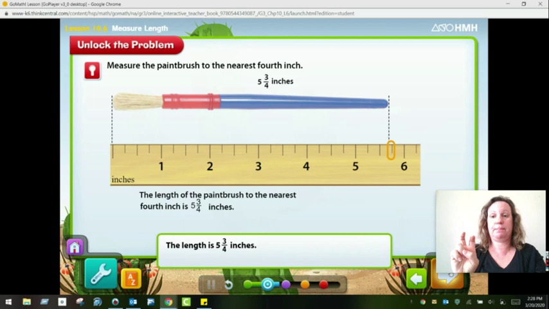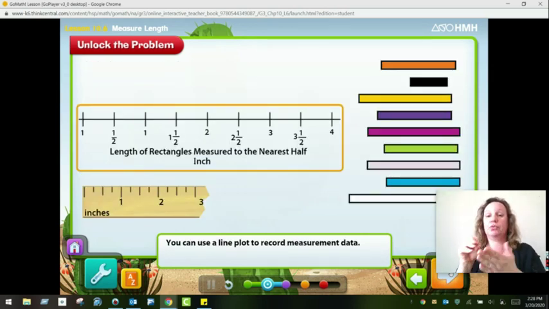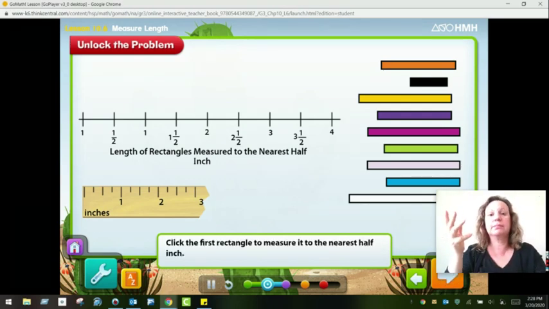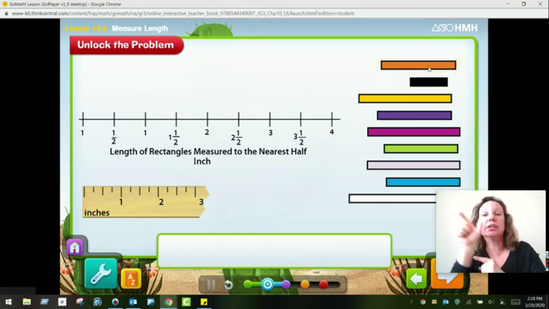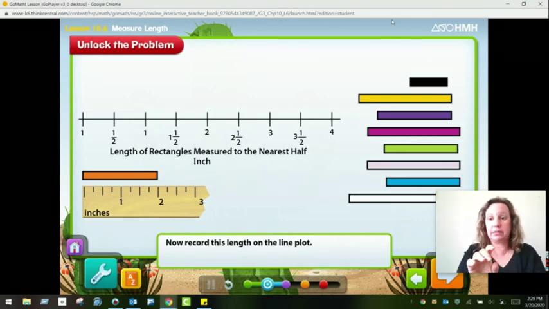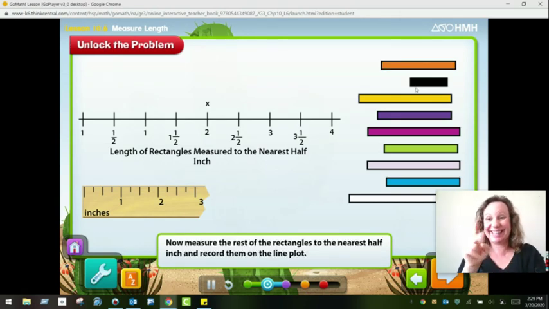Great. You can use a line plot to record measurement data. Click the first rectangle to measure it to the nearest half inch. Okay, so I'm going to take my orange one, click it, and let it go. 2 inches. Now record this length on the line plot. To do this, I'm just going to press this 2. The measurement is recorded with an X. Now measure the rest of the rectangles to the nearest half inch and record them on the line plot.